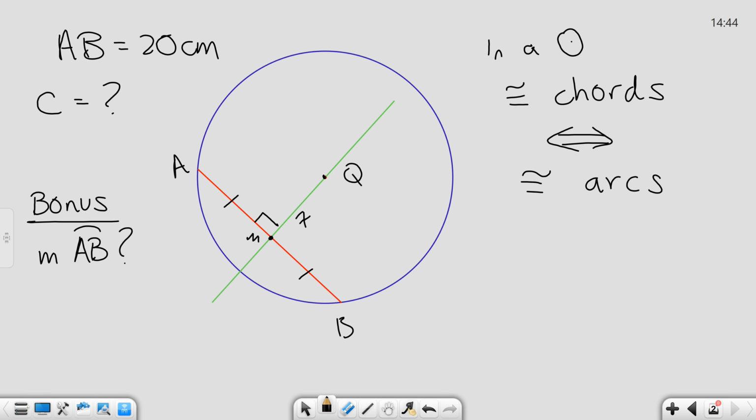Okay, so you don't know how to find that angle. But if you don't remember how to find that angle, can you find another central angle?